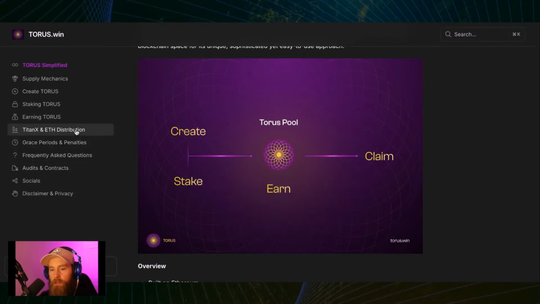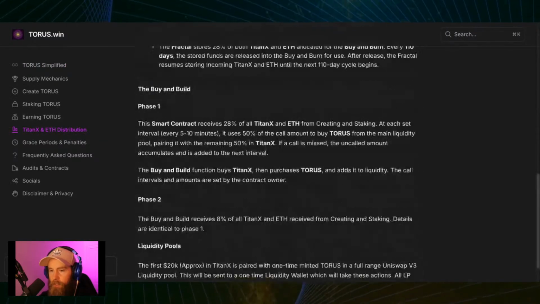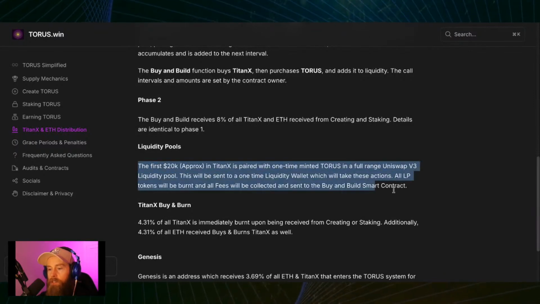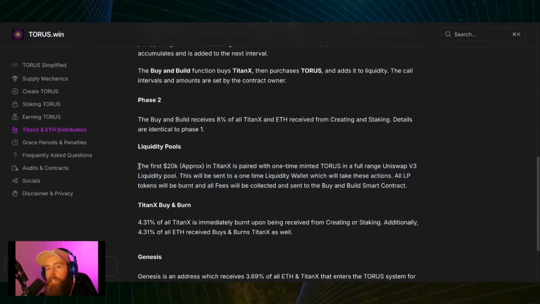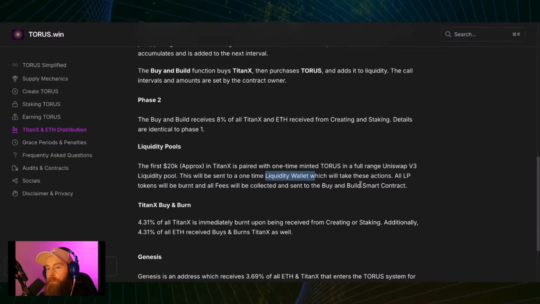But let's go into the Titan X and ETH distribution, because there's a couple things I wanted to show you here. So before, in the liquidity pool section, there was talk of PLSX, and this has been changed now. So the first approximately 20K of Titan X is going to be paired with one-time minted TORUS in a full-range Uniswap V3 liquidity pool. This is actually not going to be sent by Liquidity Wallet. This is going to be done by smart contract. And the fees will be placed into the buy and build smart contract to be re-added back into liquidity.